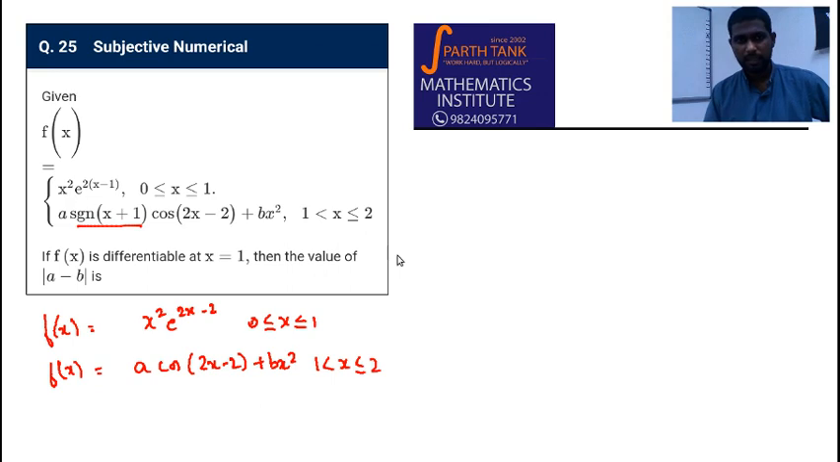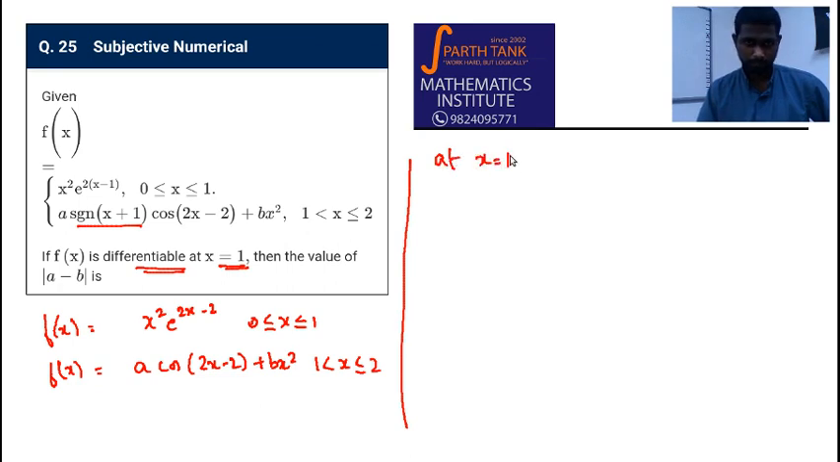Now if it is differentiable, the function must be continuous and its derivative must also be equal, right? So first, for continuous, at x is equal to 1, f of 1 can be evaluated from this function, right? That is this function, because 1 is included. So that would give me 1, here this becomes 1 into e raised to 2 minus 2, which is 1 in the end.